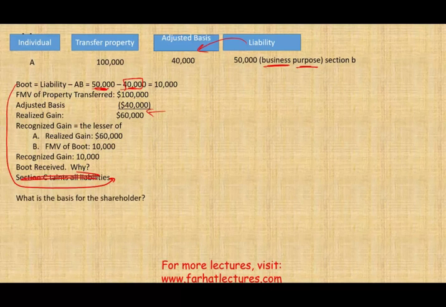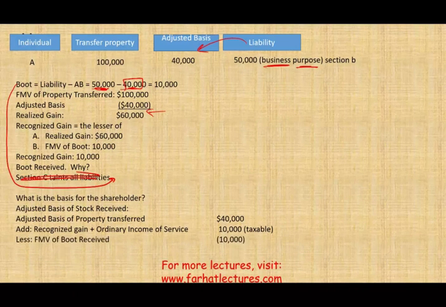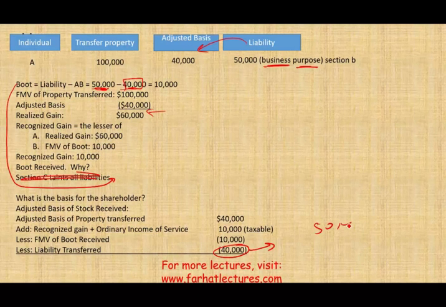Okay. So what is the basis for the shareholder? Well, this is going to be interesting. We're going to have the basis on the property transferred, $40,000. We're going to start there. Then we're going to add recognized gain, which is $10,000. We're going to subtract the fair market value of the boot received. Then we are going to subtract the liability transferred not considered a boot. Now, what is the liability transferred not considered a boot? Well, the liability transferred is $50,000, of which $10,000 is considered a boot. So $40,000 liability transferred, not a boot.